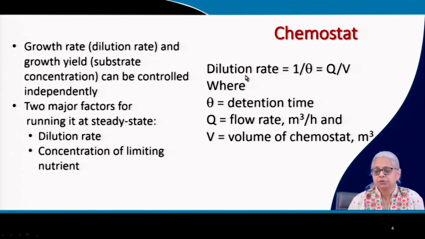What is the dilution rate? Dilution rate is defined as the flow rate divided by the volume of the reactor or the chemostat. So it can be in liters or it can be in cubic meters. Flow rate is in cubic meters per hour or liters per hour, and the detention time can be in minutes or hours. And detention time is the reciprocal of this, so it's volume over flow rate, and therefore dilution rate is 1 over theta.